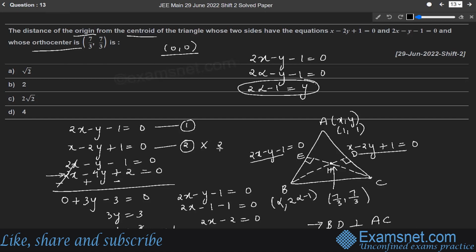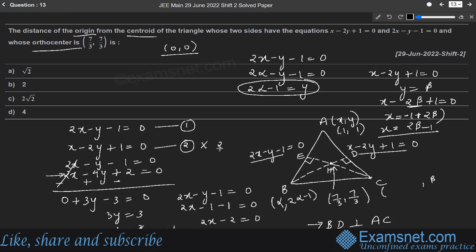Similarly, for point C, if we consider the y coordinate of point C as beta, what is the equation here? The equation is x minus 2y plus 1 is equal to 0. If y is equal to beta, then what will be the value of x? x minus 2 beta plus 1 is equal to 0. The minus 2 beta will go to the right hand side, so it will be plus, and the plus 1 will go to the right hand side, so it will be minus. So x is equal to 2 beta minus 1. So when y is equal to beta, x will be 2 beta minus 1. So these are the coordinates for B and C.